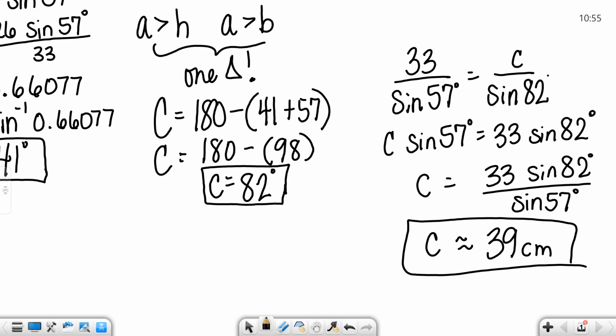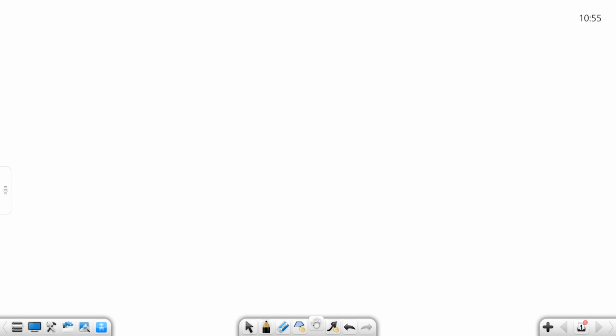That one was actually a really good case because it was only a one triangle option. I am going to do an example of the others so that you can see what that even looks like.